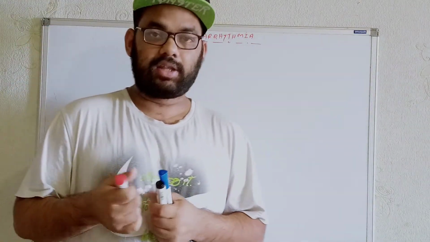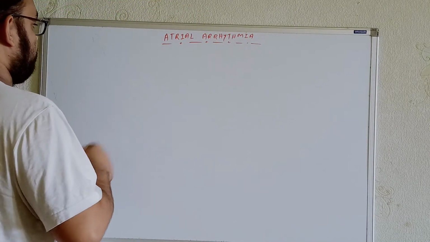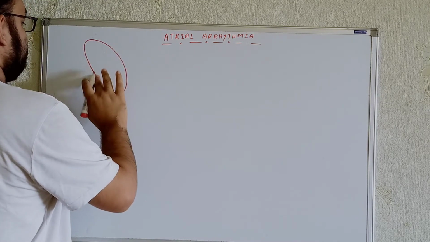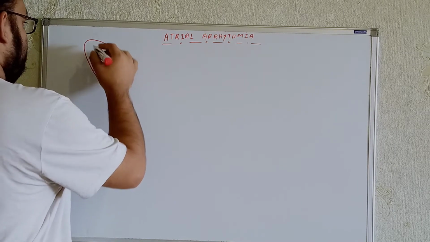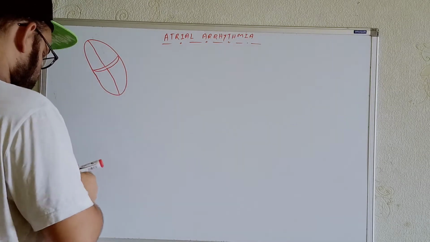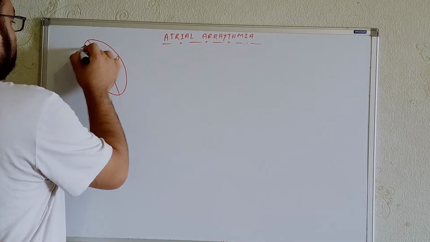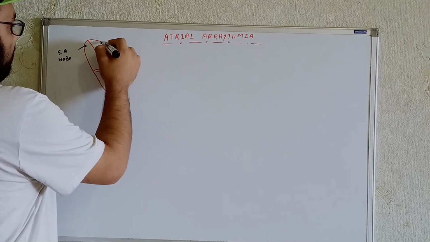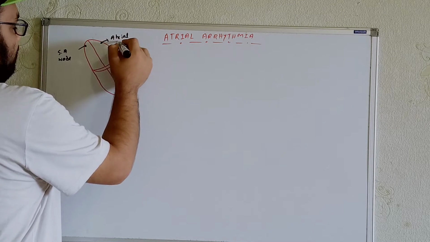Before starting atrial arrhythmia, let's draw the heart over here. As you know, we'll get the fibrous annulus part over here and the septal part over here. Okay, now we know that for example over here we've got different kinds of manifestations. Now we'll talk about atrial arrhythmia.